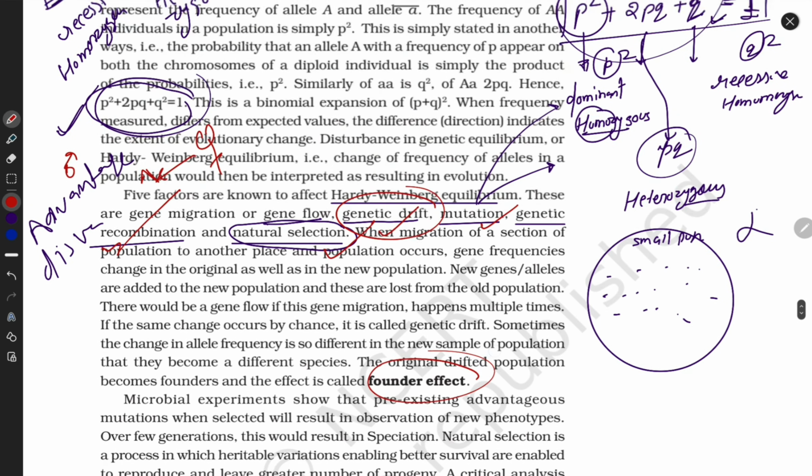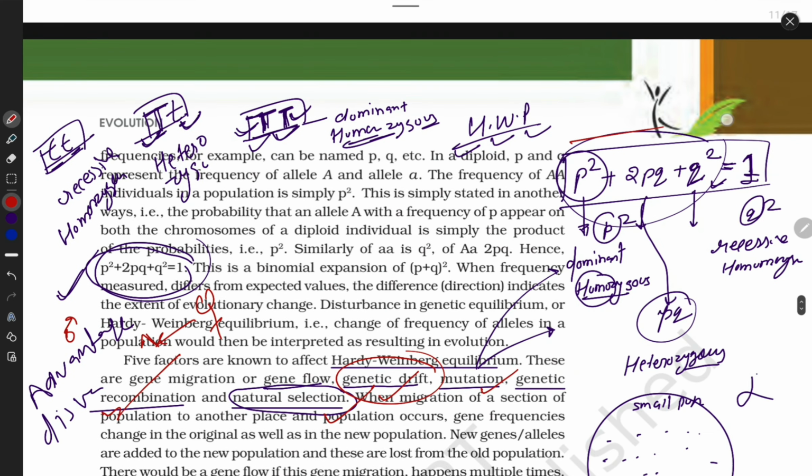Means if in your examination they ask you to explain the Hardy-Weinberg principle, then you have to write this formula, and one by one you have to understand this formula's meaning. What are the dominant characters that express themselves, what is the meaning of homozygous, what is the meaning of heterozygous, what are the recessive characters, what is mutation, what is genetic drift, what is genetic recombination, what is natural selection. You have to tell, then your examiner gives you full marks. Alright.